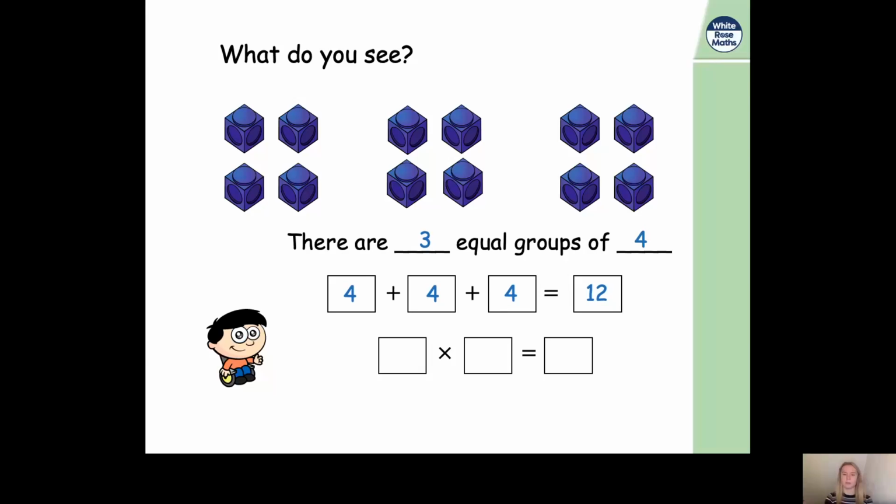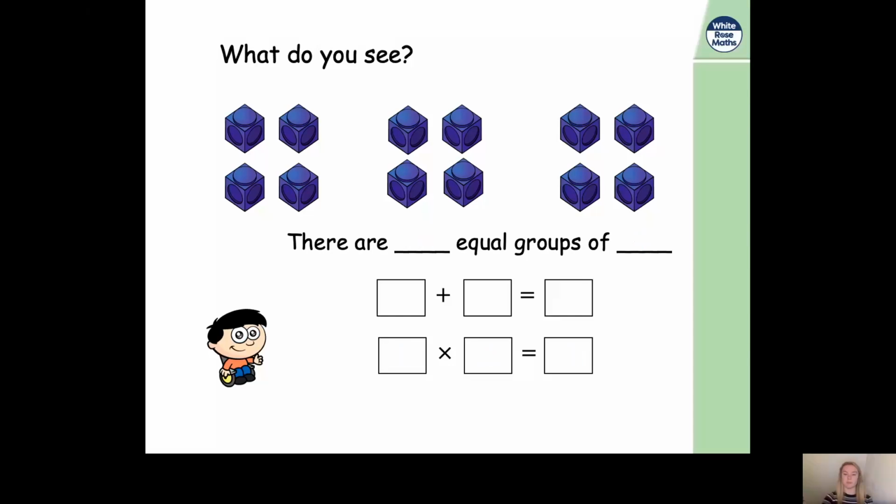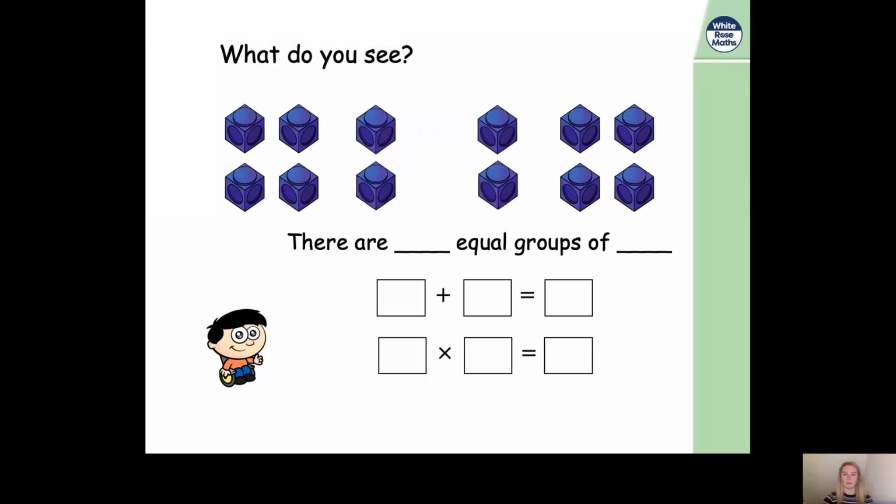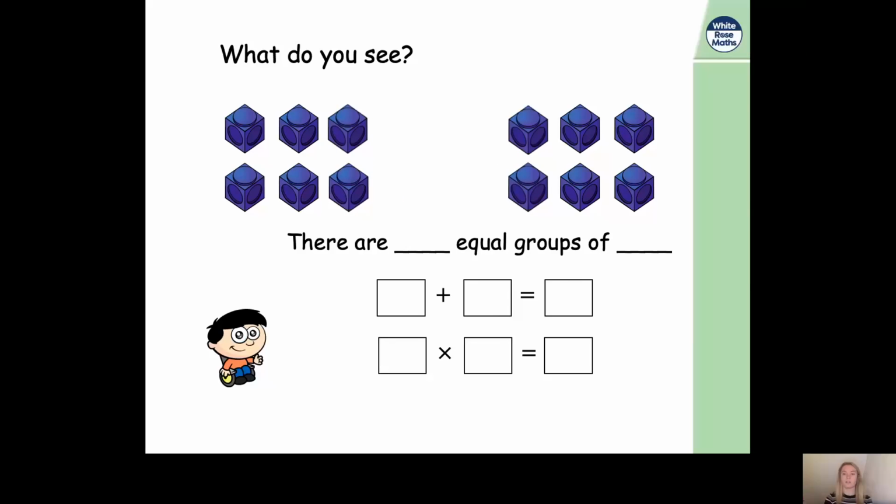Okay, the next one, we need to look at the multiplication sign. Now, first number in our multiplication is going to represent how many groups there are. And the second number is going to represent how many are in each group. So we're going to have 3 for the first number because there's 3 equal groups. And we're going to multiply it by 4 because there's 4 in each group, which gives us the answer 12. Now, here we go. We've rearranged the cubes.